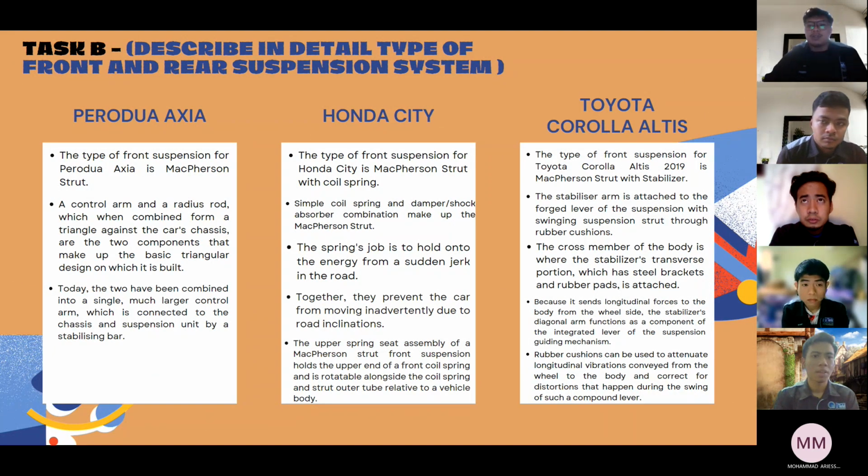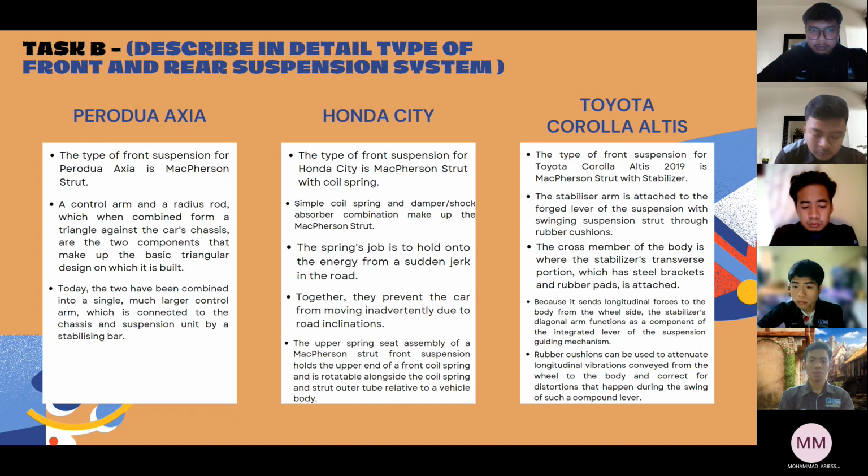Okay, for task B, for segment A car, Perodua Axia. Segment B car is Honda City, and segment C, Toyota Corolla Altis. For Perodua Axia, the front suspension uses McPherson strut, and the rear suspension uses torsion beam. For Honda City, the front suspension is McPherson strut with coil spring, and the rear suspension, torsion beam with coil spring. And for segment C, the front suspension is McPherson strut with stabilizer, and the rear suspension is double wishbone.